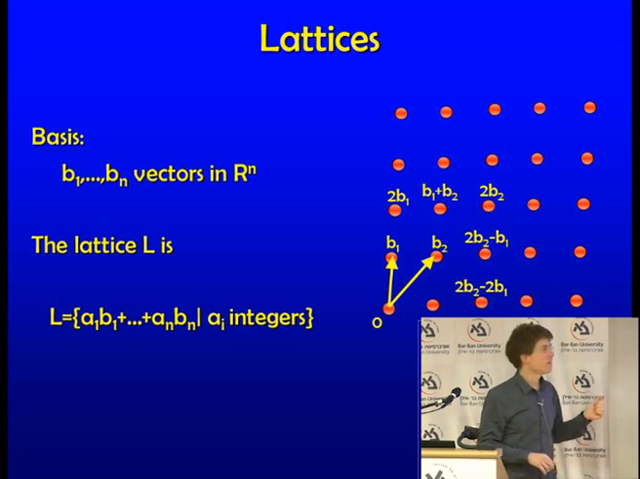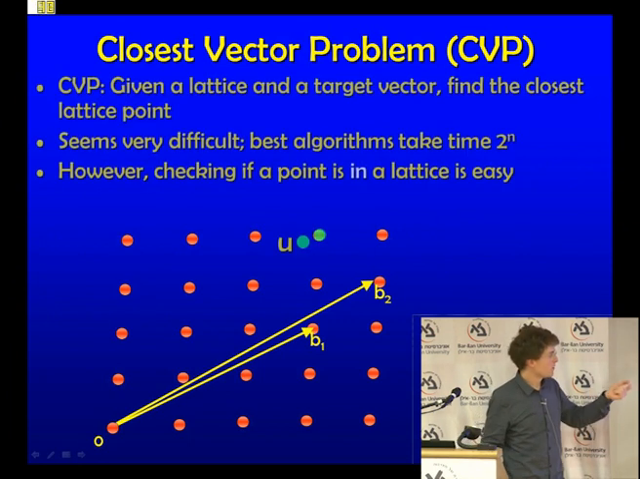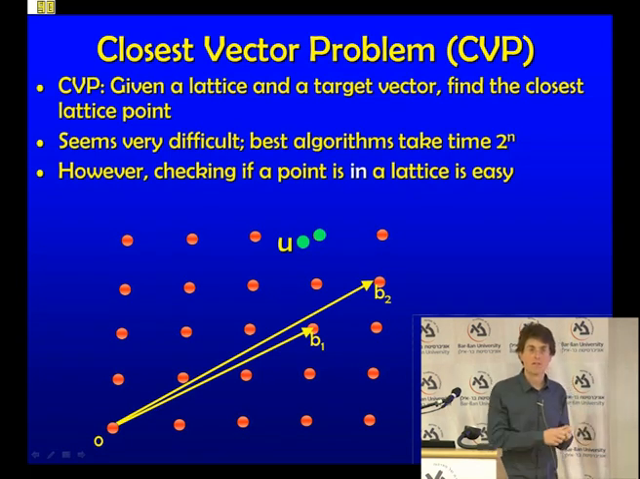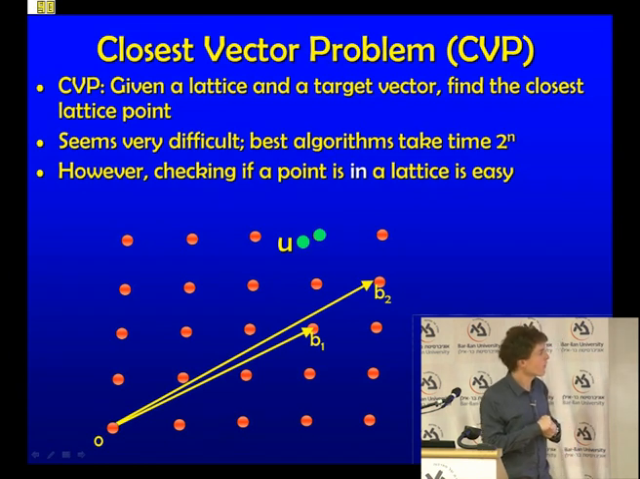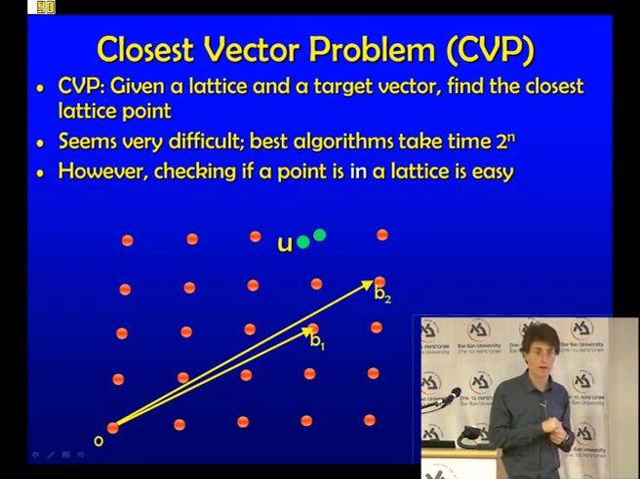And one of the problems I defined yesterday is the closest vector problem. Just to recall, we don't need to know too much about it for this talk. We're given a lattice, we're given a basis b1 up to bn, and we're also given a point u, and we're asked to find the closest vector to u, or a nearby vector. In this case, this would be the answer. So this is the closest vector problem. And as I said yesterday, it seems like a very difficult question. In general, the best algorithms known take exponential time, 2 to the n. That's partly the idea behind using lattices for crypto, and also for signature schemes, as you'll see in a few minutes.